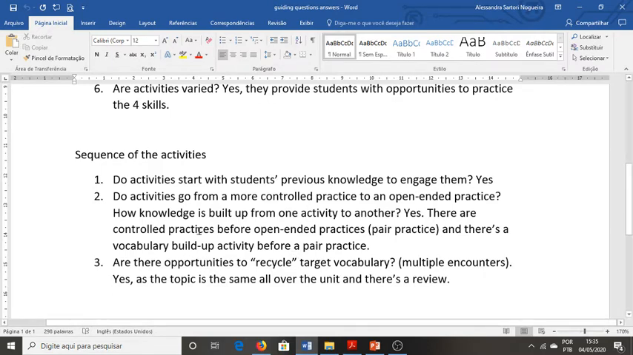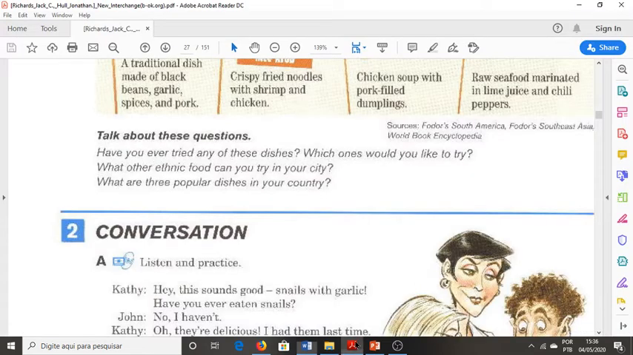Number 2, do activities go from a more controlled practice to an open-ended practice? How is knowledge built up from one activity to another? My answer is yes, there is controlled practice before open-ended practice, which are the pair practices in the book. And there is a vocabulary build-up activity before a pair practice. I'm going to show you one by one.